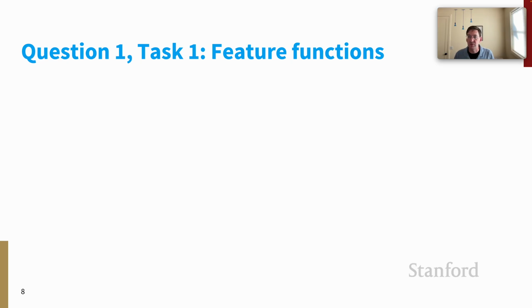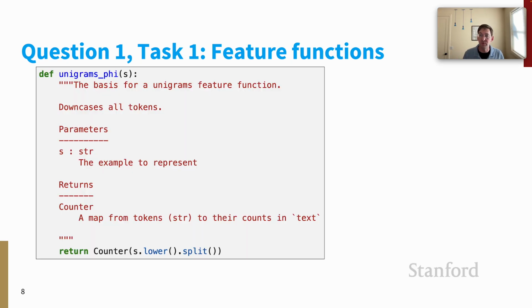Question 1, task 1 is about writing feature functions, and for the background section we wrote one for you. This is unigrams phi. It takes in a string, splits that string on white space, and essentially just counts the resulting unigrams. It returns a dictionary mapping unigrams to their counts in the input string. That is the basis for featurization in the context of scikit-learn as we'll be using it.